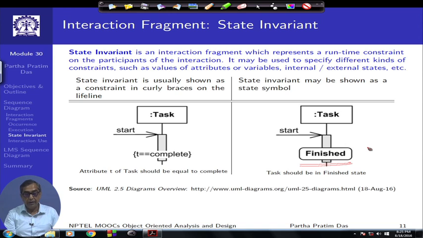So, here what we are saying is that when this execution ends, the state must be finished. That is the name of a state, it could be any other state also. This is known as a state invariant. As you can see, these are more like constraints that we can put to ensure that the correct state has been reached, or the correct situation has been reached in terms of the sequence computation.